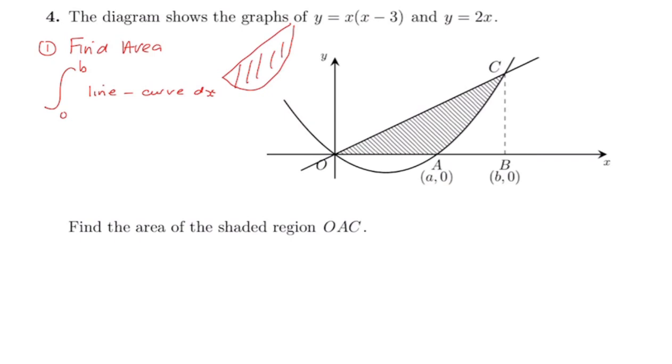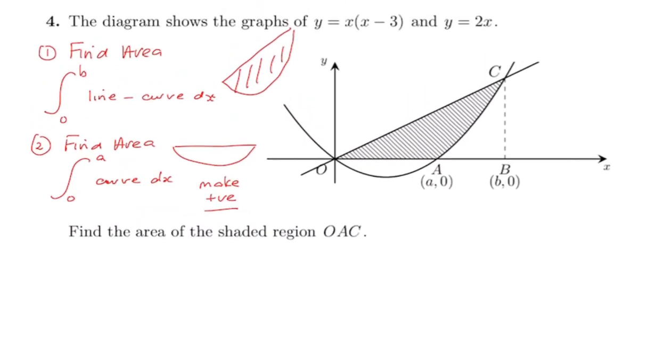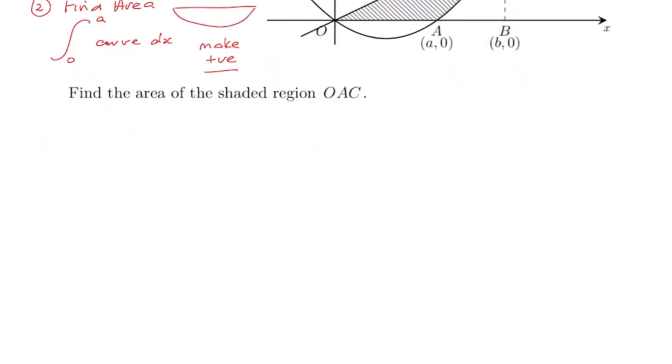Part 2, we're then going to find the area that is below the x-axis, this one. So we're going to find this area. Remember, if we do 0 to A of the curve, and then because this is below the x-axis, we're going to make it positive, and then we're going to add it on, or take it off. Right, so let's have a little look. So step 1, we need to find A and B. So let's jot these down.